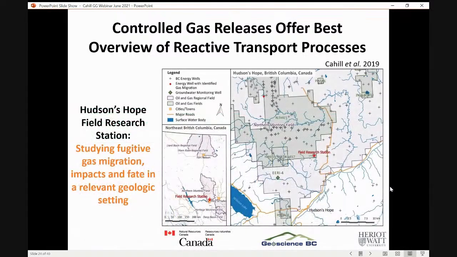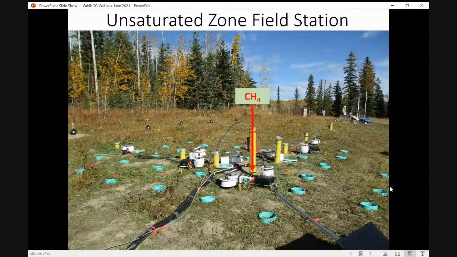And we set up a field research station in the Montney resource play in British Columbia, where we'd be able to study fugitive gas migration in this very relevant geologic setting. And as I showed you before, this very heterogeneous glaciogenic geology there, and see how gas might move there. And we can see here, on this map, we're in amongst this development, right near lots of energy wells, including one not too far away where there are integrity issues. So a very, very relevant geologic setting.